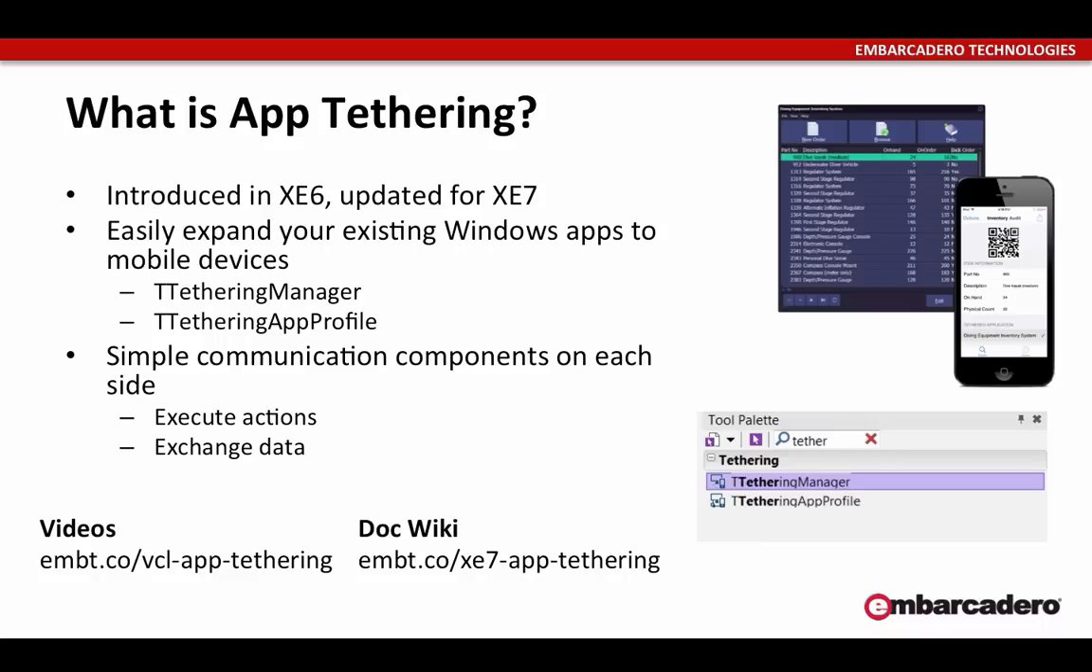There are two components that enable app tethering: Tethering Manager and Tethering App Profile. The Profile component allows you to execute actions and exchange data. The manager component controls connections and discovers available tethered applications either over subnet, via Bluetooth, or, added in XE7, a manually specified IP address that can be outside the subnet.